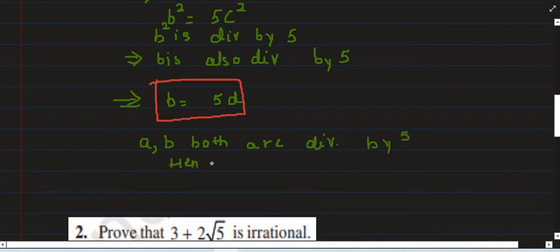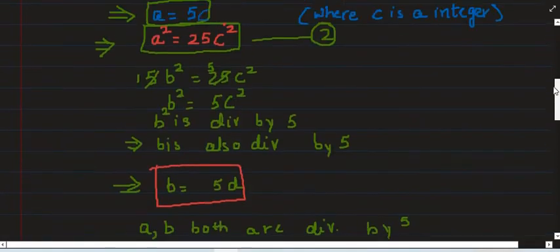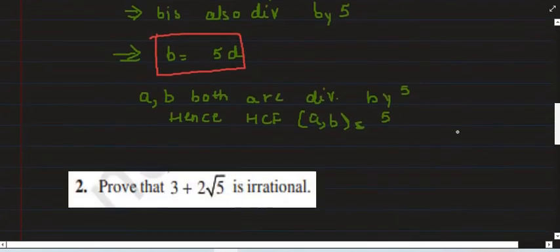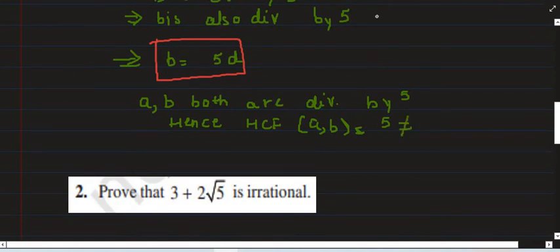Hence, HCF of a and b is 5, and we have assumed in the beginning that the HCF of these two numbers is 1. This is a contradiction. So its HCF is not equal to 1. So hence it is against our assumption. Therefore, square root of 5 is an irrational number.